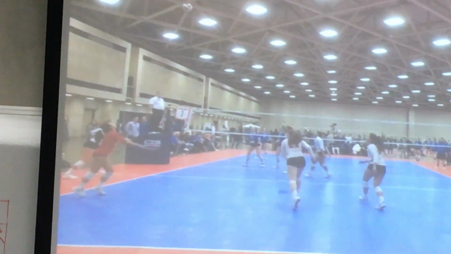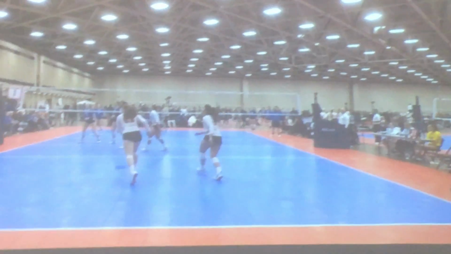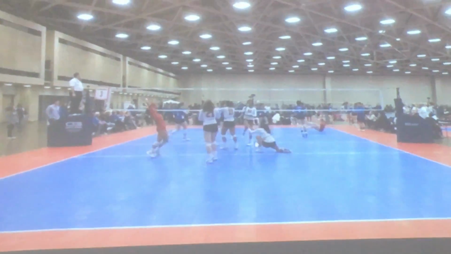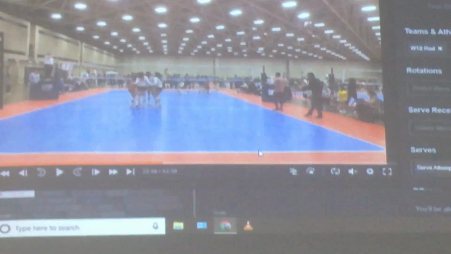Another high dig, slightly off, didn't go to target, but it was high enough, and we created an opportunity to hit, and we get a point.